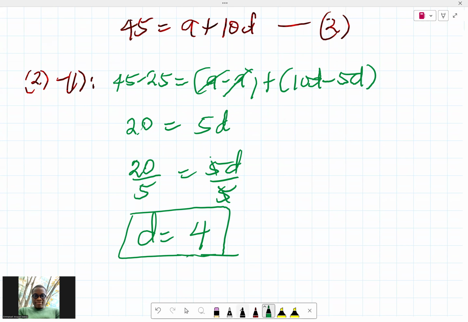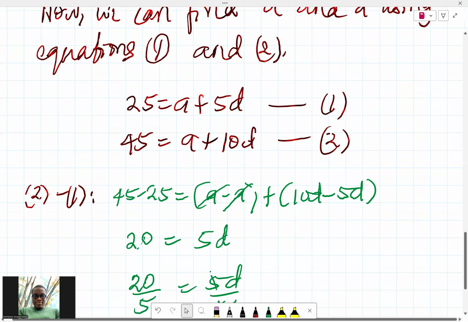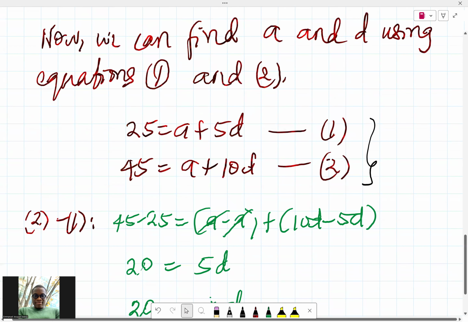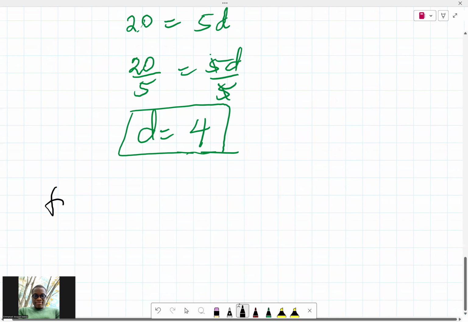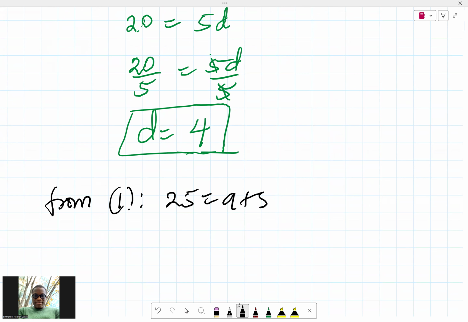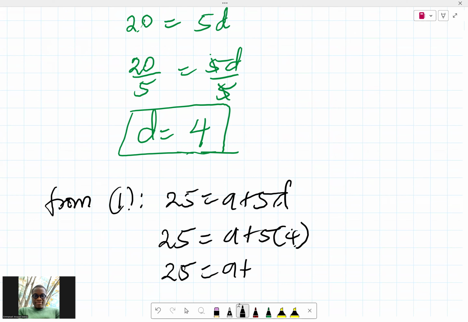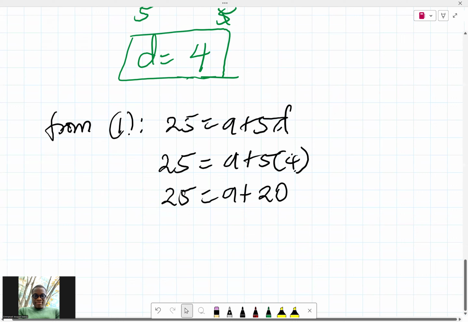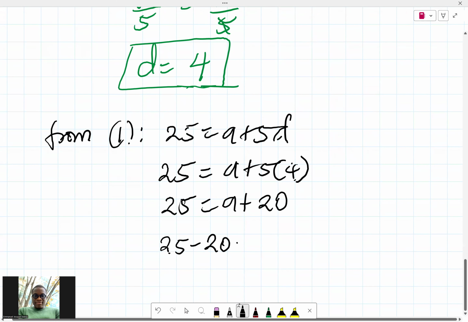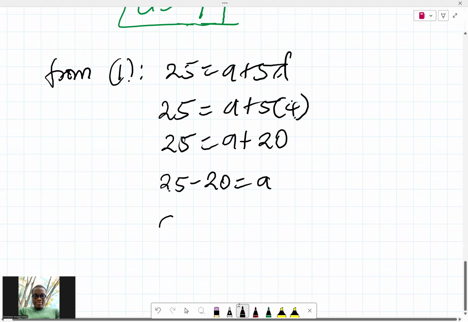So to get A, all we just need to do is go back to either 1 or 2 and substitute D there and we'll get A. So let's use the simpler one. From anyone is fine, actually. So from 1, we know 25 is equal to A plus 5D. So we can just say 25 equals A plus 5 into 4. So 25 now is equal to A plus 5 times 4 is 20. So that means 25 minus 20 is equal to A. So A again is equal to 5, okay?